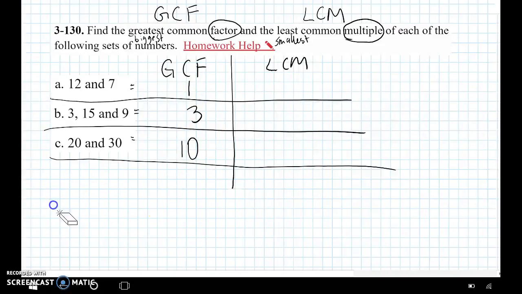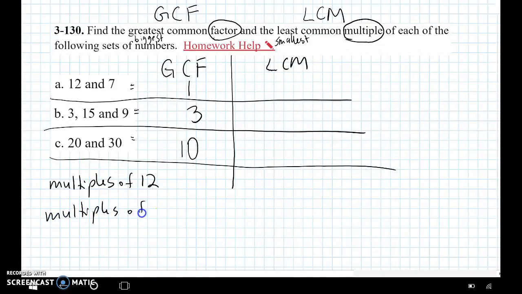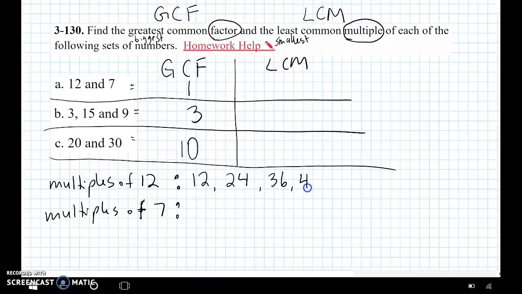So for the multiples of 12 and the multiples of 7. Now, when I think multiples, I'm thinking multiply. So I'm going to say, what are the multiples of 12? Well, 12 times 1 is 12. 12 times 2 is 24. 12 times 3 is 36. 12 times 4 is 48. 12 times 5 is 60.